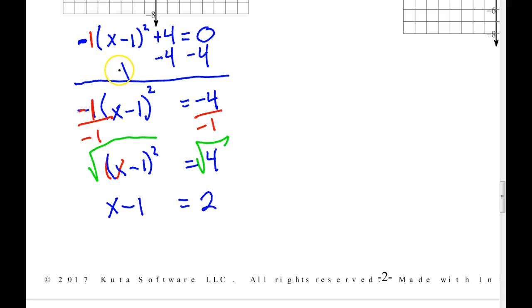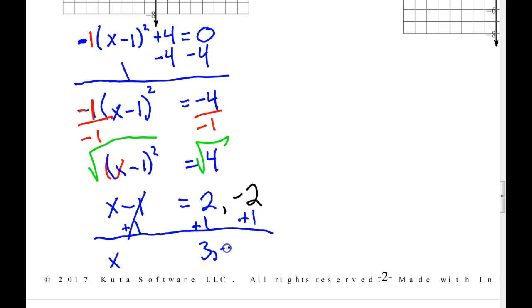What's missing? -2 also, just like above. 2 answers that squared equal 4: 2 times 2 and -2 times -2. So now you can add 1 to both of those. So x equals 3 and -1.